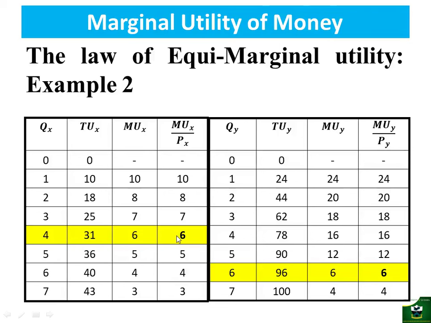Now note that nothing has changed from the X side because the price of X has not changed. Therefore, these ratios still remain as they were in the previous table. Now, in determining consumer equilibrium, we said we are supposed to look at the ratios which will be equal from both the X side and the Y side.